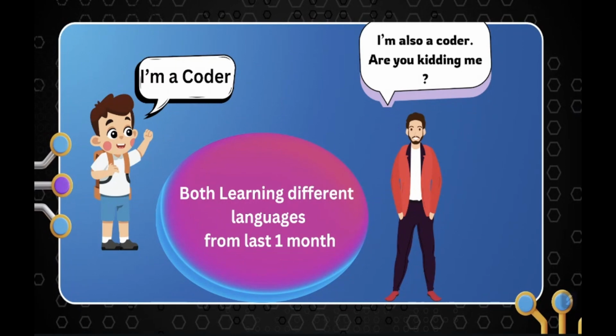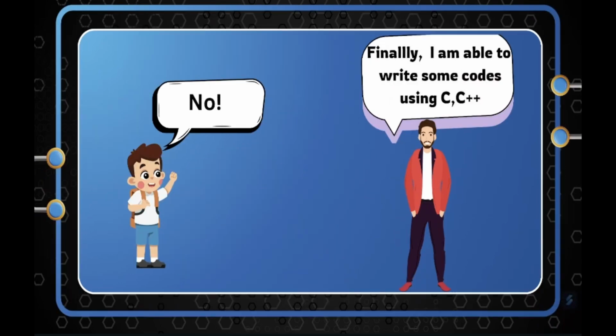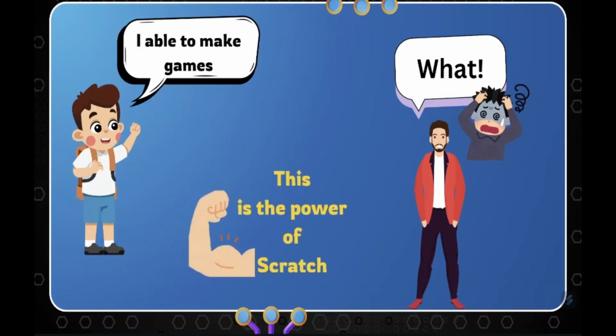Here are our two buddies. One is our little champ and the other one is an experienced guy. He can be like your brother or your sister who are working in this field. So both have been learning different languages for the last 1 month. And here our little kid says that I am a coder. Now if we tell the experienced guy that I am a coder, what will he think? Are you kidding me? How can you be a coder at such a young age? So you can say no, I'm not kidding, but I can actually make different games and animations as well as stories. So this is the power of Scratch where elder people are not able to do things, you can easily do them at such a young age.